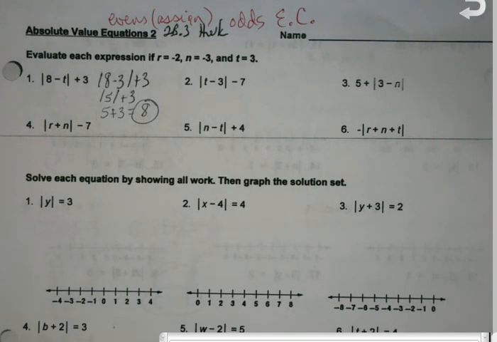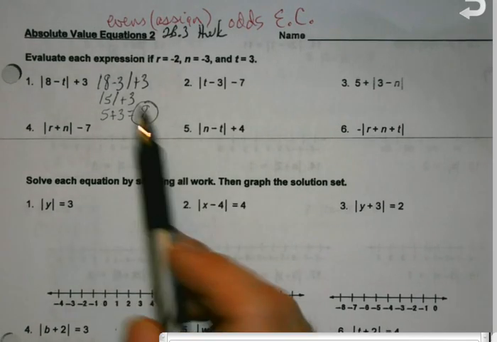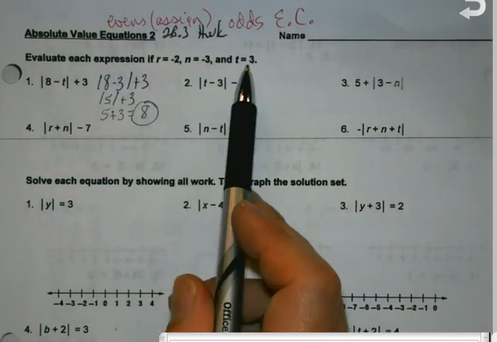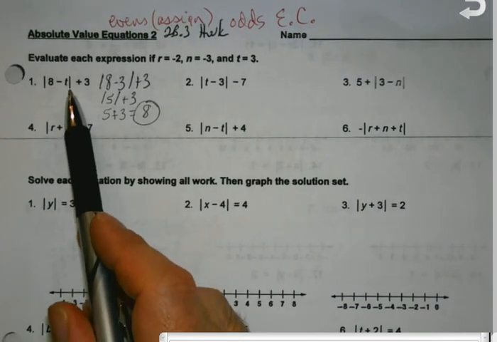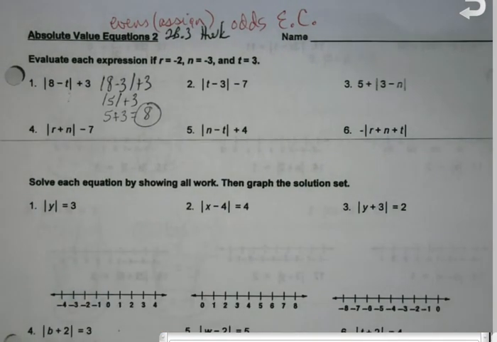Because here's the difference. When it just says evaluate and it's just giving me a number, I'm just doing that specific part and then I'm going to be done. Because I'm not trying to figure out what t is. They're telling me what it is. I'm just plugging it in. I'm not trying to solve it.